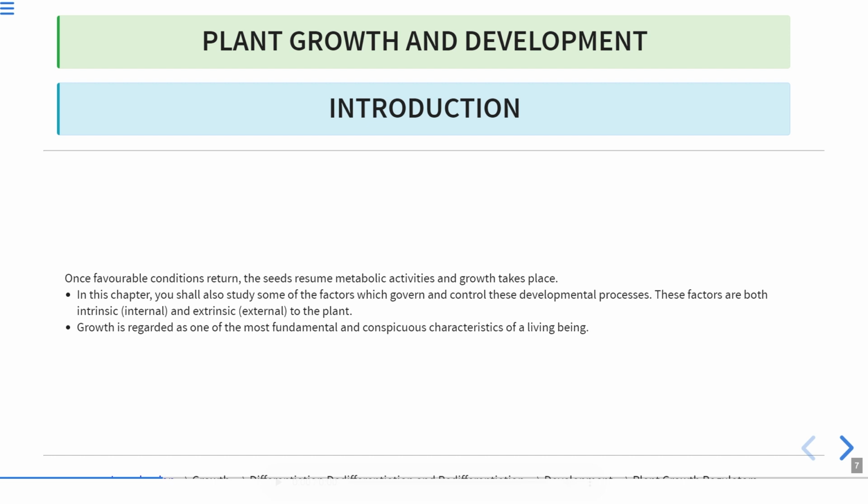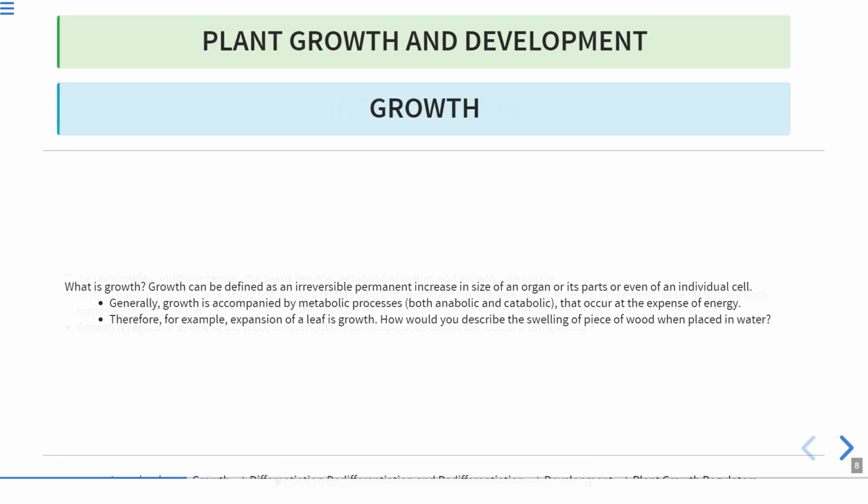It is one of the most fundamental and conspicuous characteristics of a living being, right? It is a very important factor. This is one of the fundamental characteristics that always occur in plants, and that is responsible for the growth of the plant.